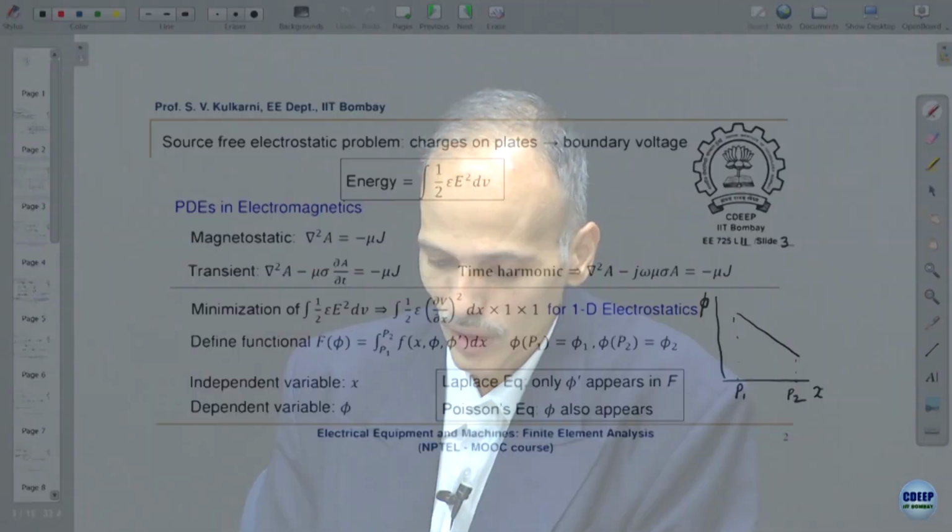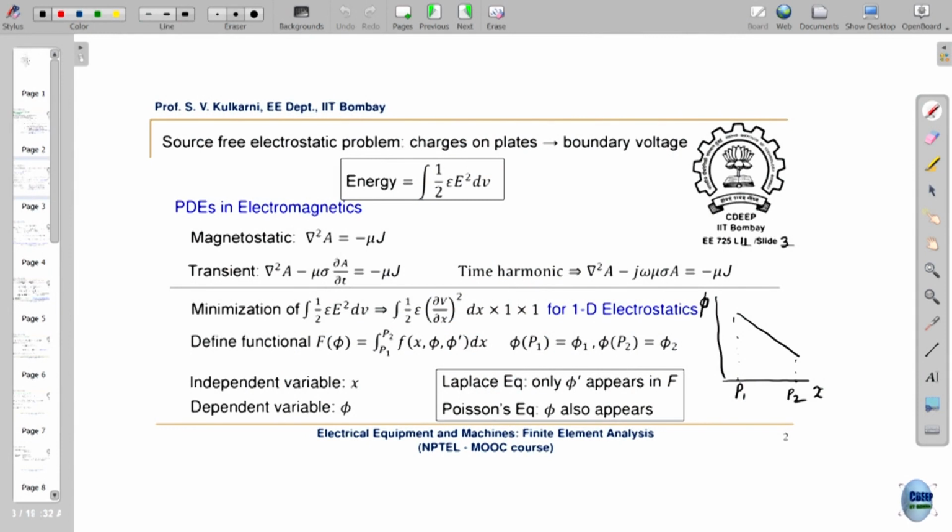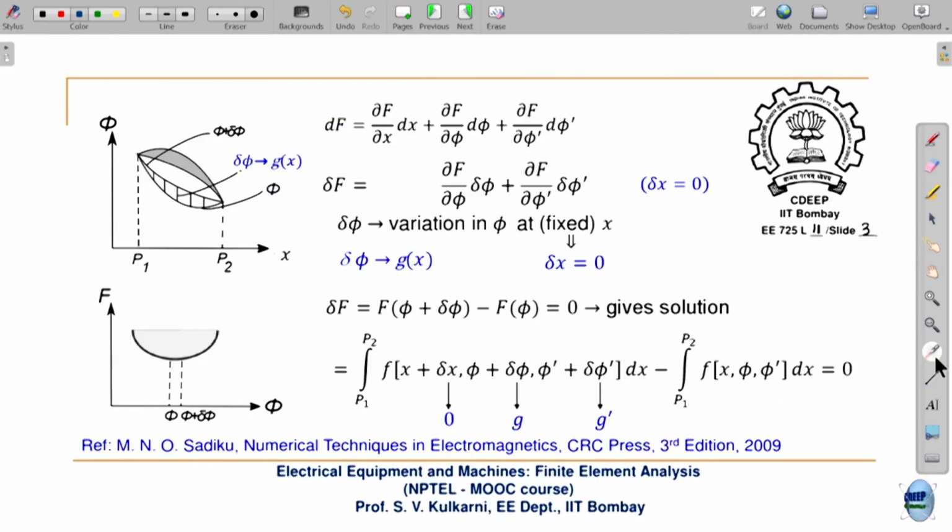So this is what we said, and then in the Laplace equation only phi dash appears in the energy functional, but later on we will see Poisson's equation for PDE, for which the corresponding functional will have a phi term also. Now we will go further and discuss more about this functional F and the corresponding variational calculus, right.